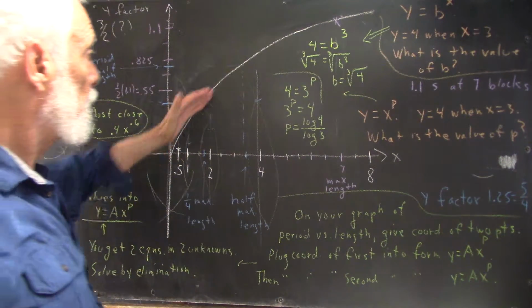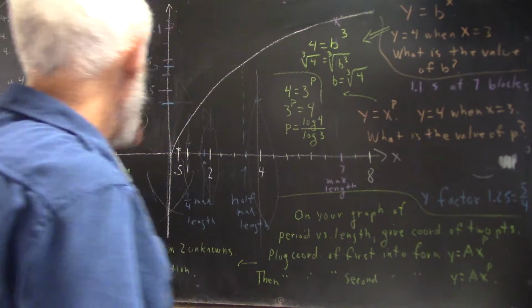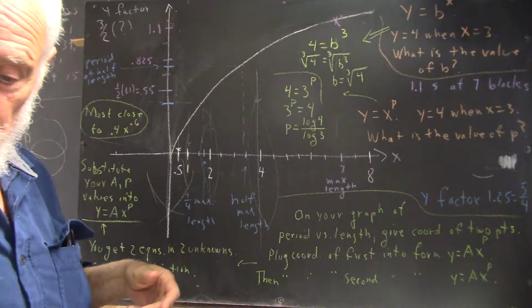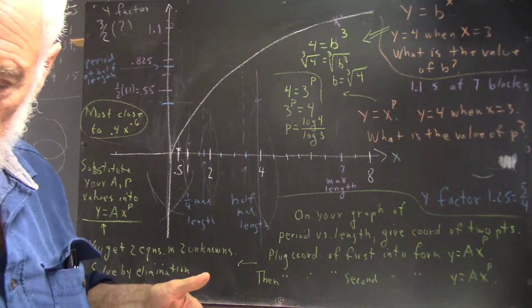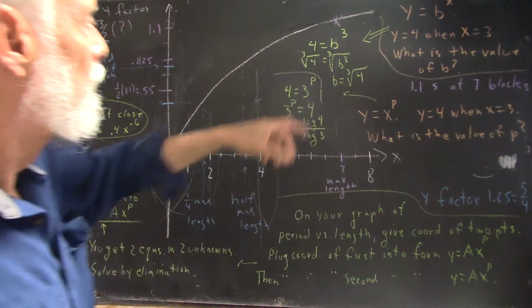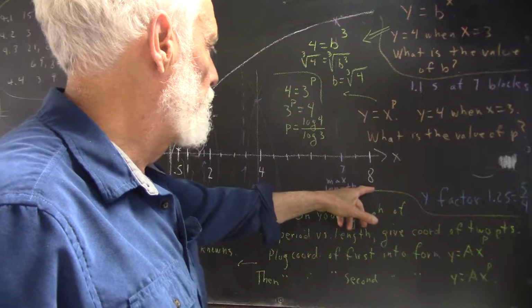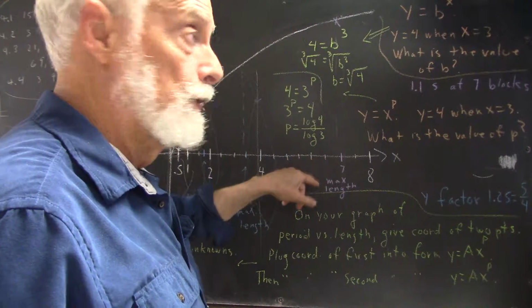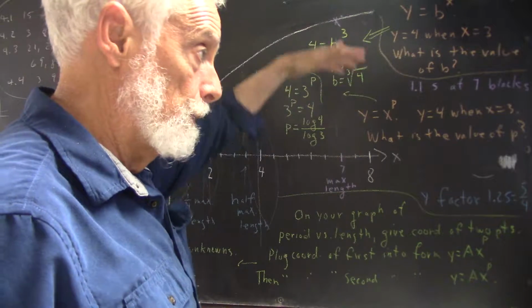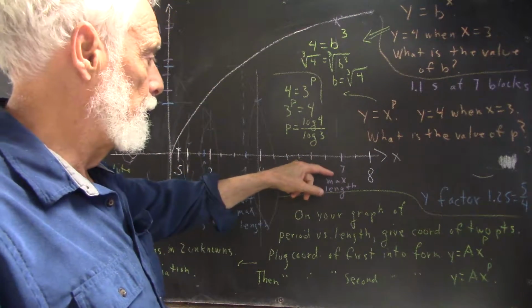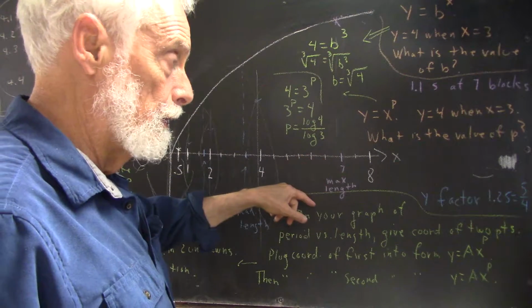Here's an approximate graph of pendulum data, the actual data points. I'll mark them as we get to them. We had a maximum pendulum length of 7 blocks. Now we measured pendulum length by concrete blocks up and down the wall. So the maximum length of a certain pendulum was 7 blocks long.